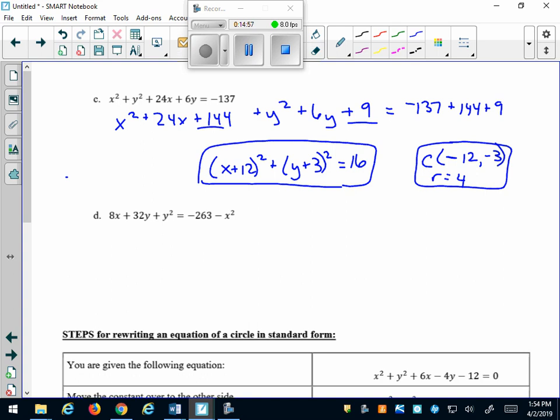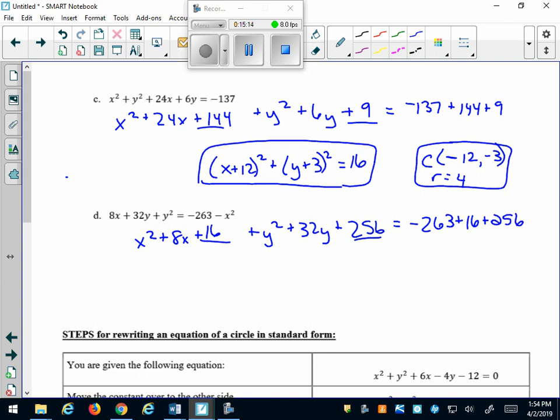Okay? And part D, x squared plus 8x, you had to add the 16. And then y squared plus 32y, you had to add 256. And it's negative 263 plus the 16 plus the 256. Your final answer comes out to be x plus 4 squared plus y plus 16 squared equals 9. The center is negative 4, negative 16, and the radius is 3.